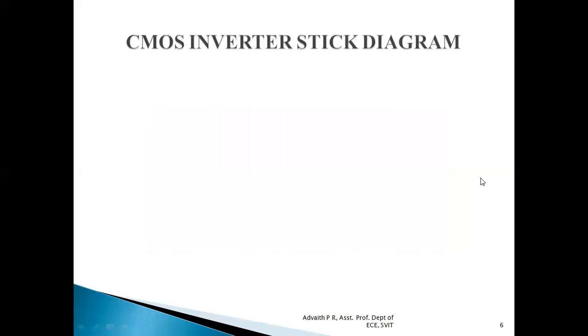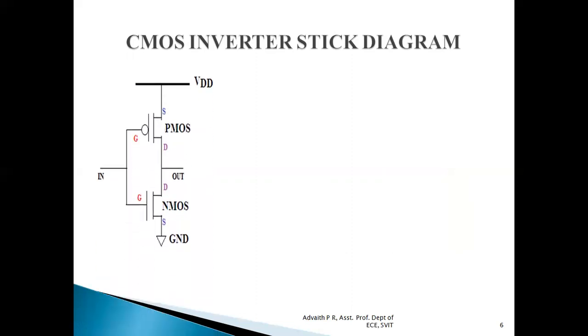Now let us take a basic example of a CMOS inverter, and let us try to represent this CMOS inverter using a stick diagram. As we already know from the circuit diagram representation, the CMOS inverter consists of a PMOS transistor, which forms the pull-up network, and an NMOS transistor, which forms the pull-down network. The gate terminal of the PMOS transistor is connected to the gate terminal of the NMOS transistor, which is given as input. The source terminal of the PMOS transistor is connected to VDD. The drain terminal of the PMOS transistor is connected to the drain terminal of the NMOS transistor.